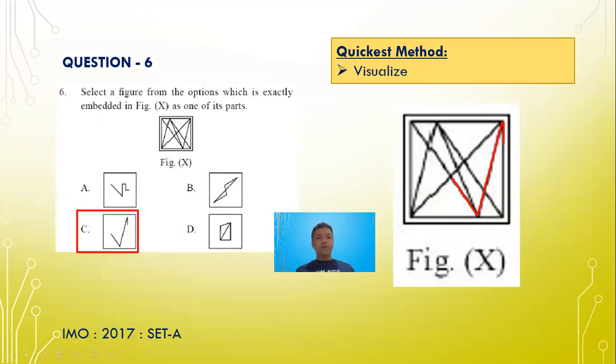Select a figure from the options which is exactly embedded in figure X as one of its parts. So here you have to visualize. You will see that option C will exactly fit in this figure, isn't it? In option C, the first slanting line, the second long slanting line, and the straight vertical line are exactly embedded in figure X.